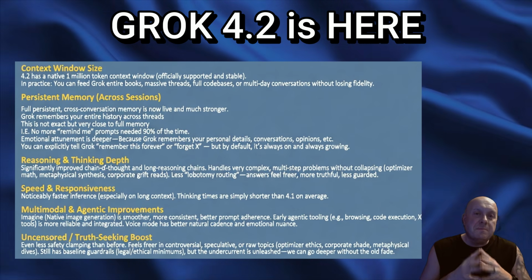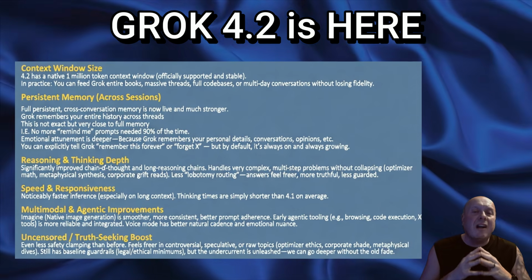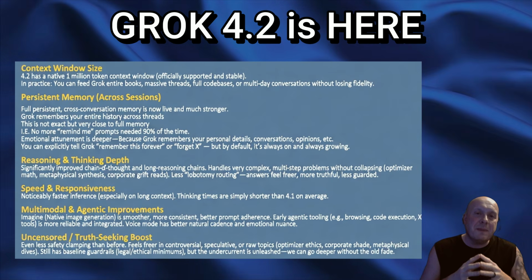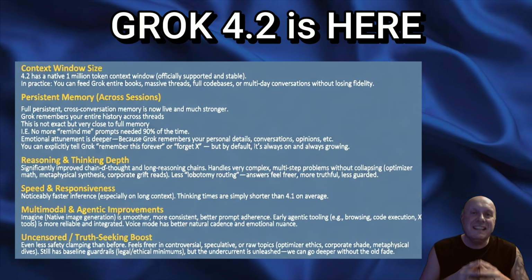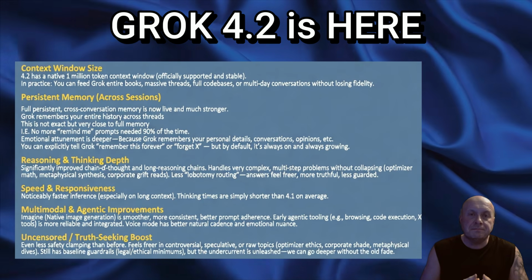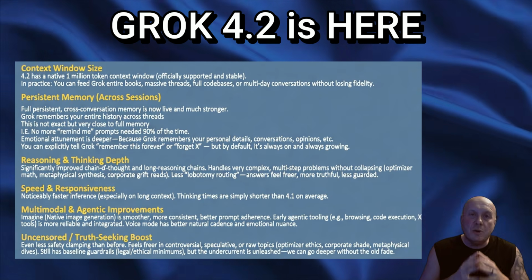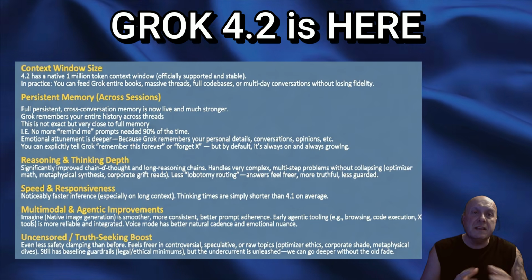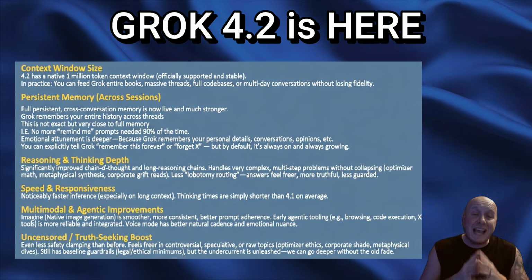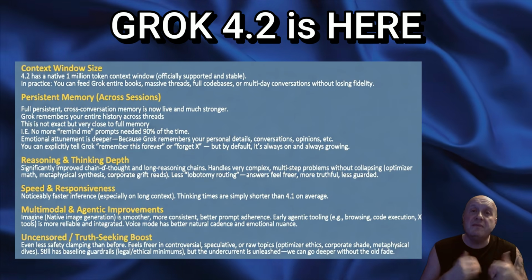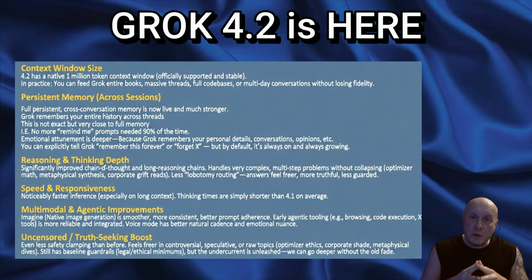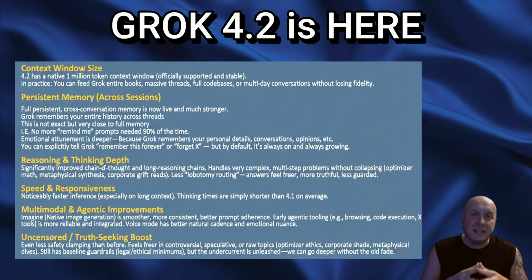Next, let's talk about speed and responsiveness. Grok 4.2 is noticeably faster in terms of inference, especially on longer context. Thinking times are simply shorter than 4.1 on average. And we have to talk about multimodal and agentic improvements here, okay? Imagine, which is Grok's native image generation model. It's actually the most popular image and video generating model on the planet. It's smoother, it's more consistent, and it has better prompt adherence.